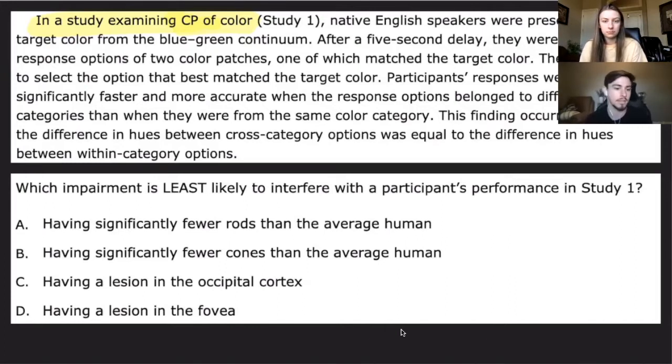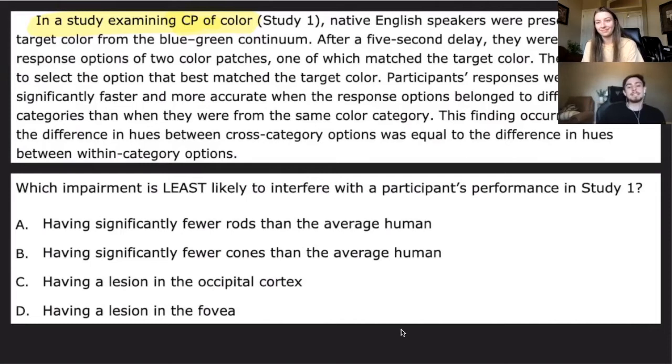Maybe not B. C says having a lesion in the occipital. Okay, so now I'm going to cut the part of my brain that helps me interpret color. I think that would hurt my ability to interpret color. So I'll say maybe not. And then D says having a lesion in the fovea. Fovea is where the cones are centralized. And so if I have a lesion, aka you slice through the cells, those cones, they're not going to be working very well. They're not having a good day.